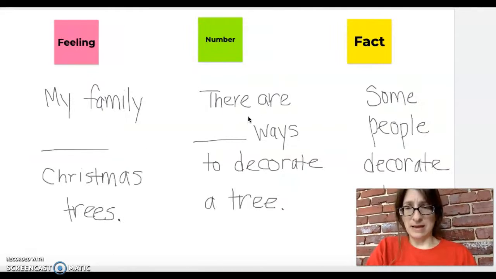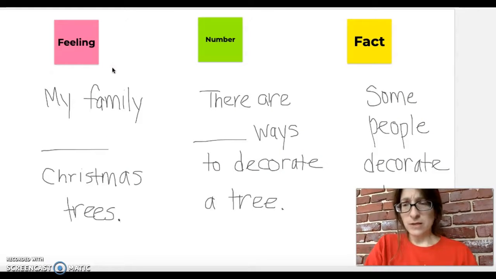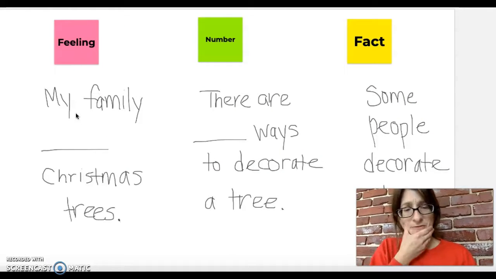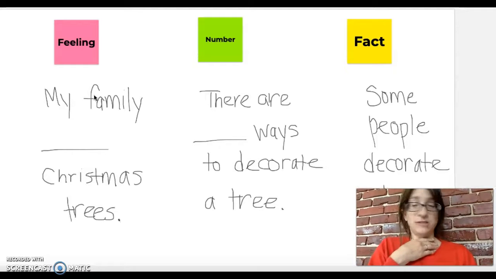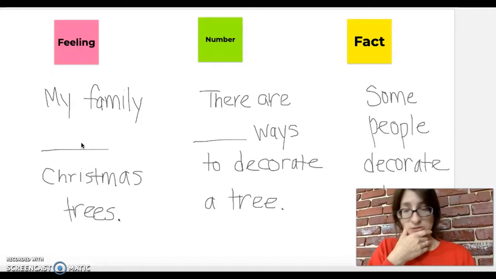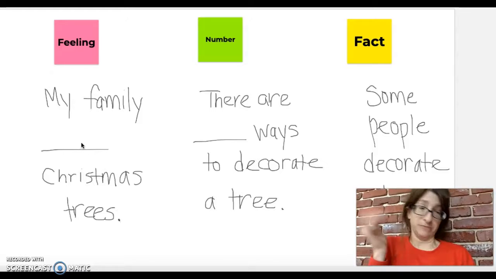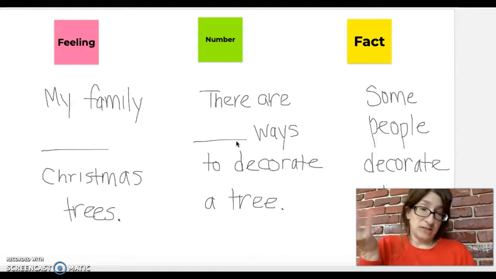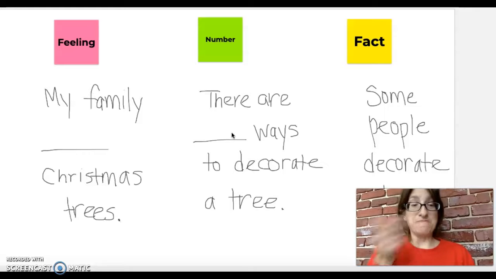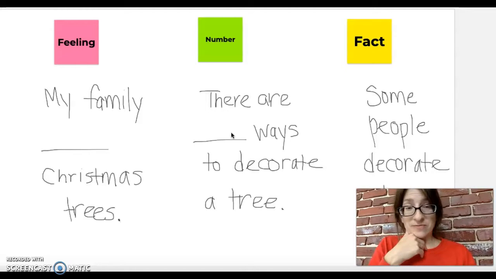So let me go to my next idea. Maybe I want to do a feeling. How do I feel about Christmas trees? My family loves Christmas trees. My family enjoys Christmas trees. Maybe my family dislikes Christmas trees, depending on how you feel. Now a number. There are some ways to decorate a tree. There are a few ways to decorate a tree. There are many ways to decorate a tree.